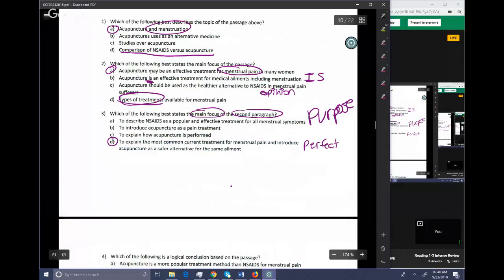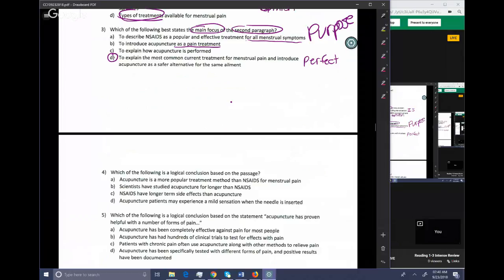The other choices, I'll go up from here since we're at D. C was to explain how acupuncture is performed. They definitely didn't do that. To introduce acupuncture as a pain treatment is too general. They did not introduce it as a pain treatment. They focused on comparing it to NSAIDs. And then to describe NSAIDs as a popular and effective treatment for all menstrual symptoms. Again, that would only be just 1 sentence worth of it. That would not be the second paragraph's focus.